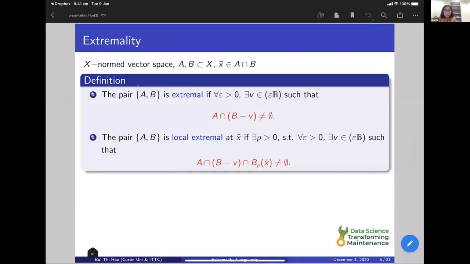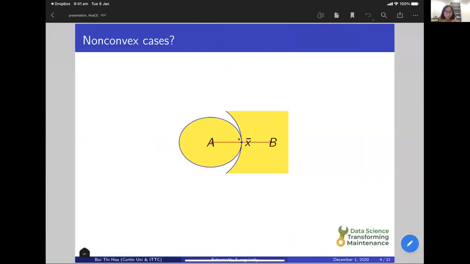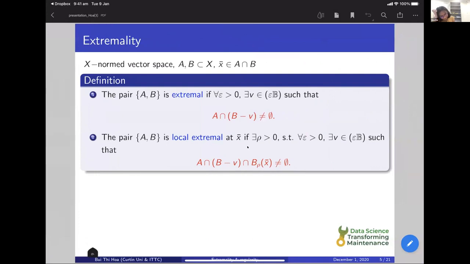A pair of sets is extremal if for any small parameter epsilon, there exists a small translation with magnitude less than epsilon that makes the system have empty intersection. If you look at the two sets here, and we move the set A a little bit, arbitrarily small, along the red line here, you can see that the system has empty intersection. So this is the idea of extremality.